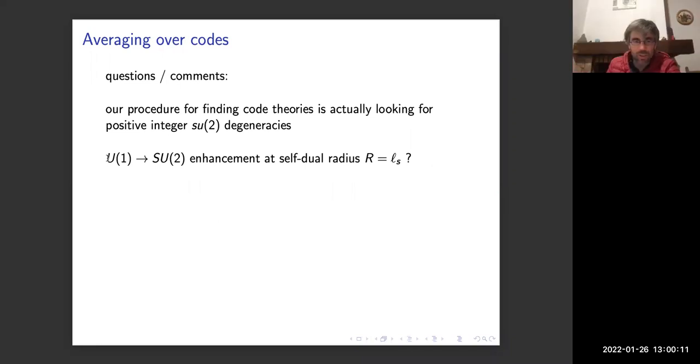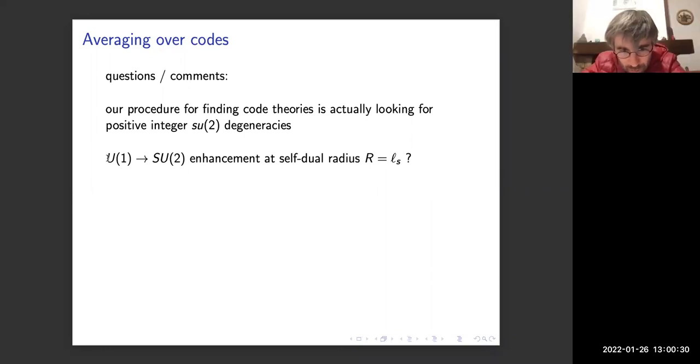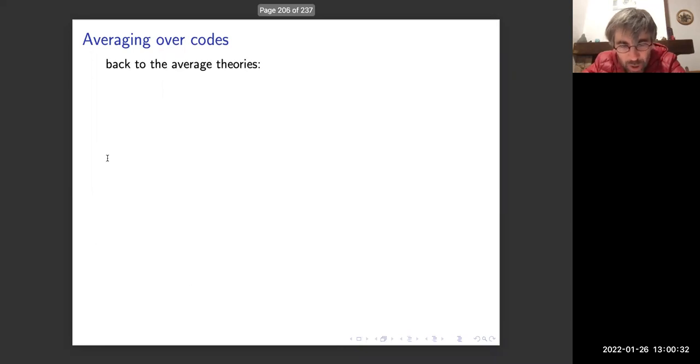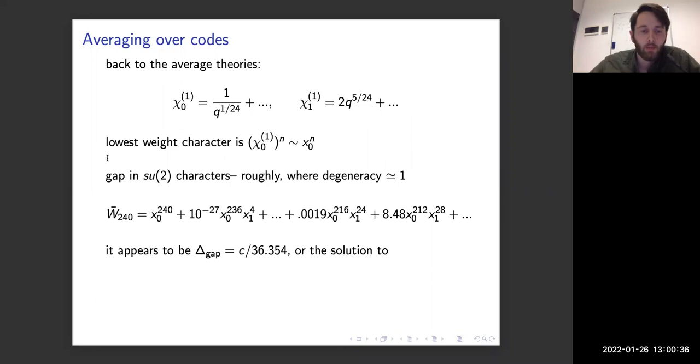Okay, so you have a conjecture that every one of these code theories has SU2 symmetry, but then you're also making another conjecture which was related. This conjecture is not related to averaging. But then there was some part of the conjecture related to the form of the average polynomial. So what was that? Well, I don't know. Maybe conjecture is too strong.